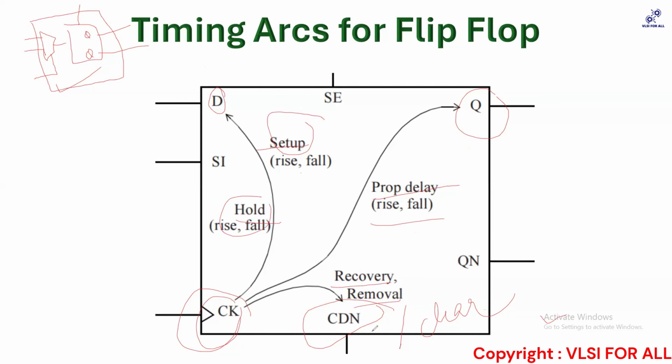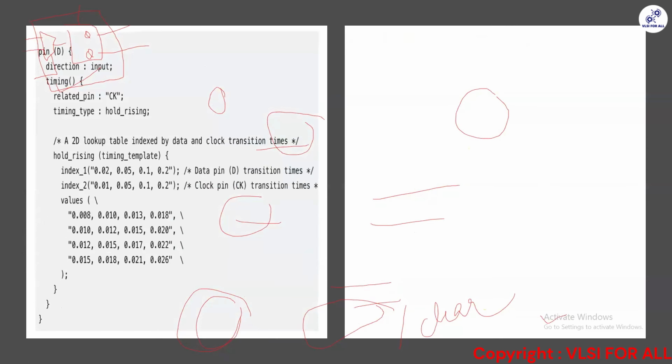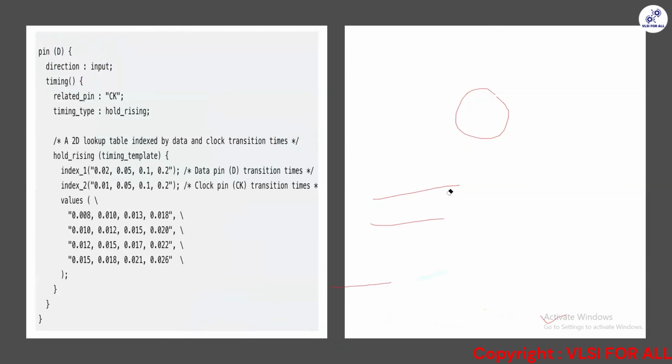So this information we have explained in this kind of diagram. Now the tool has to explain it in terms of a library. So how will the tool explain it in terms of the library? This has been explained in this slide. Now let us say, for example, you understood pin D, your clock pin. Now this is related to the clock pin, right?